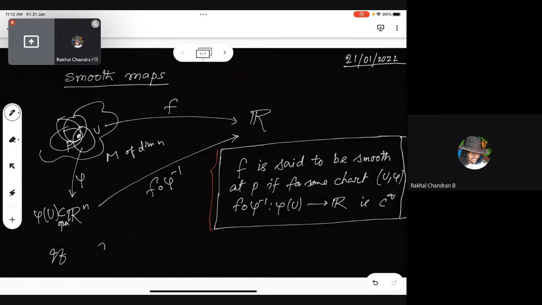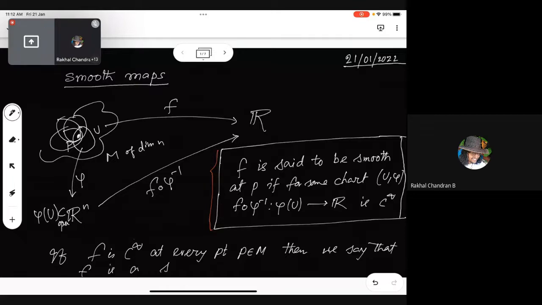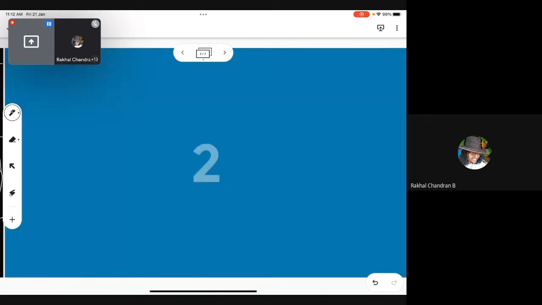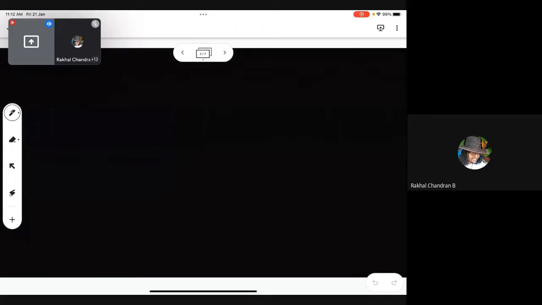If f is C infinity at every point p in M, then we say that f is a smooth function on M. All right. So a smooth function from M to R perfectly makes sense. Now, what do we want to consider as follows? So this is what we are discussing.